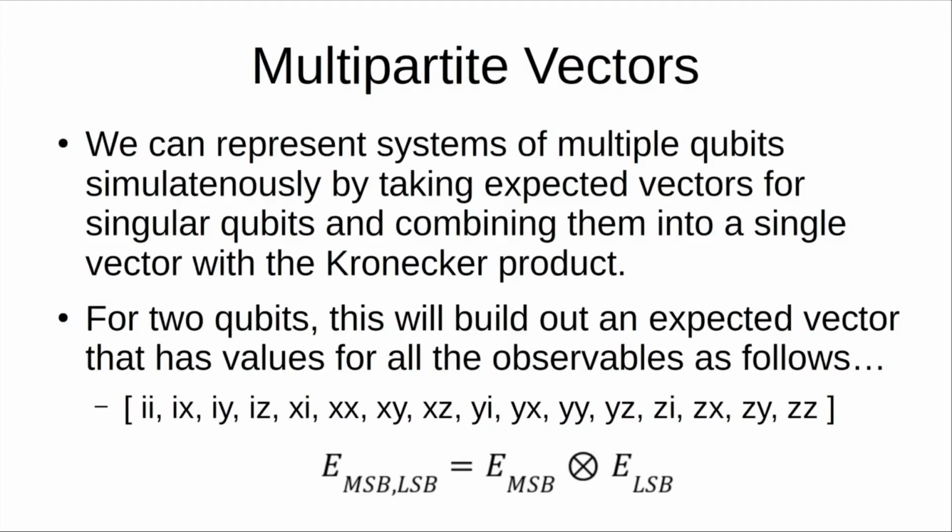Now the rest of the values represent correlations. If you look at the second to the last element, zy, we might know that the product of the z observable on the most significant qubit and the y observable on the least significant qubit is equal to +1 or -1, but we might not know the z value on the most significant qubit and the y value of the least significant qubit taken separately. So it's possible to have knowledge of products, but not the individual values. And we'll see why later. We'll show how this can happen.